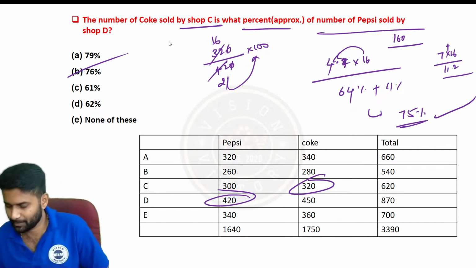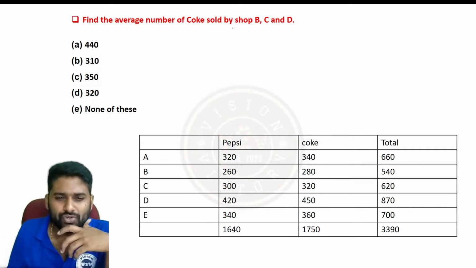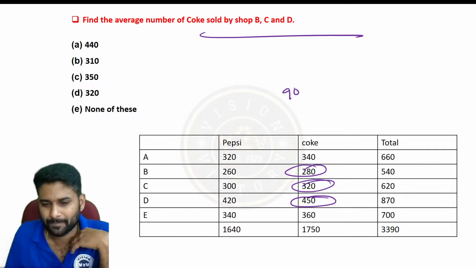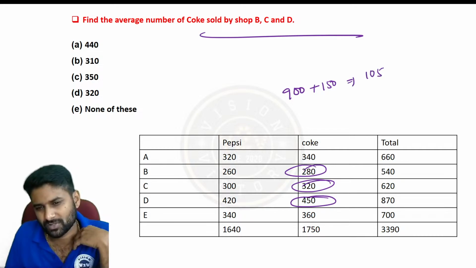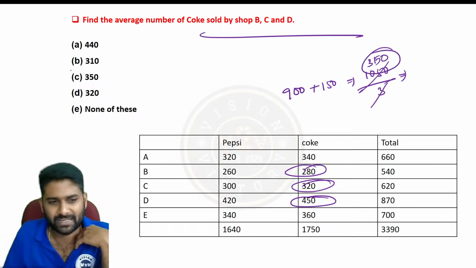So we have to calculate approximately, right? Let's say 76. Find the average Coke sold by BCD. Coke sold by BCD. 340, 300, 420... 80 plus 20, 100 plus 50, 150. Total value becomes 1050 divided by 3. So here 3 3s, 3 5s. So the answer is 350.